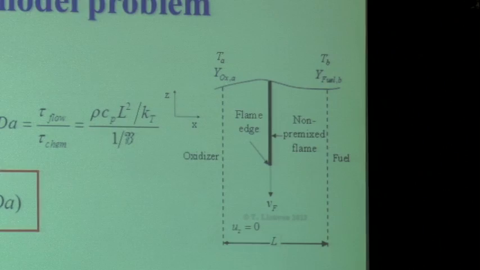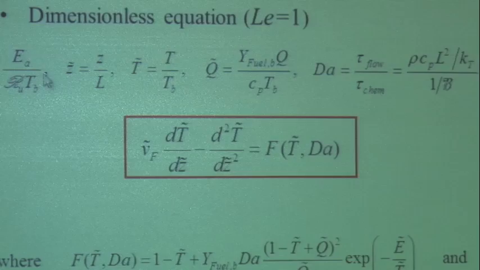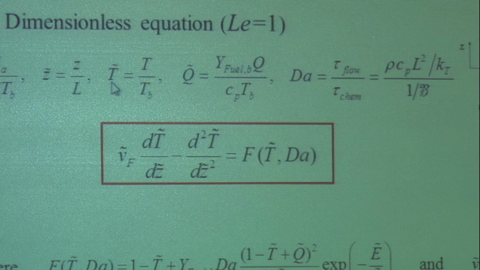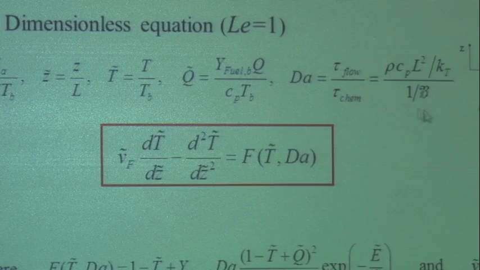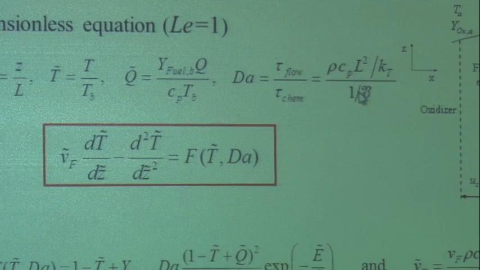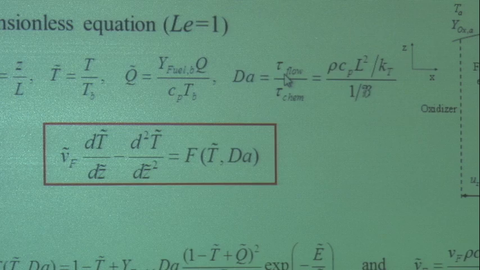you end up with an equation of this form, and now we've done some normalizing. So we've defined a dimensionless activation energy. We've defined dimensionless length scales, dimensionless temperature, dimensionless heat release rate per unit mass of fuel consumed. We've also defined a Damköhler number because we have a chemical time, which is the inverse of that frequency factor, and we have a diffusive time scale, tau flow, which basically comes out of this length scale L here.